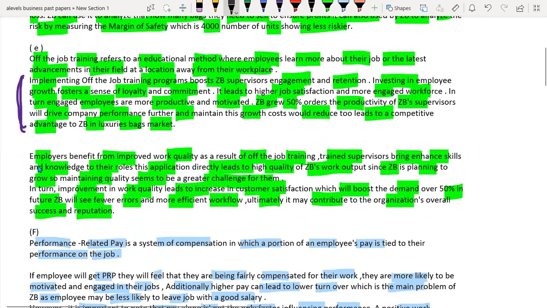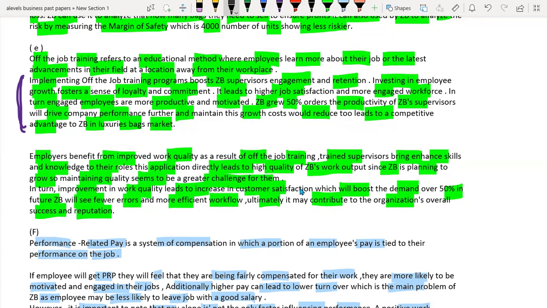If you see the second one, the second advantage would be that the employer benefits from improved work quality. As a result of off-the-job training, trained supervisors bring enhanced skills and knowledge to their roles. So this application directly leads to high quality of ZB's work output. Since ZB is planning to grow, maintaining quality seems to be a greater challenge for them, as I said earlier. In return, improvement in work quality leads to an increase in customer satisfaction.